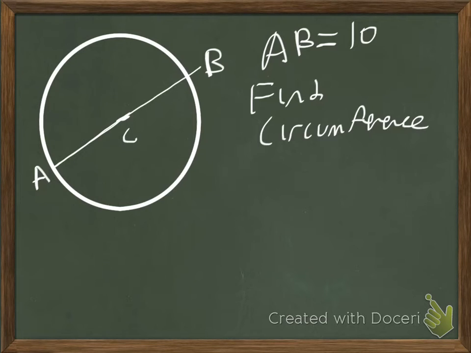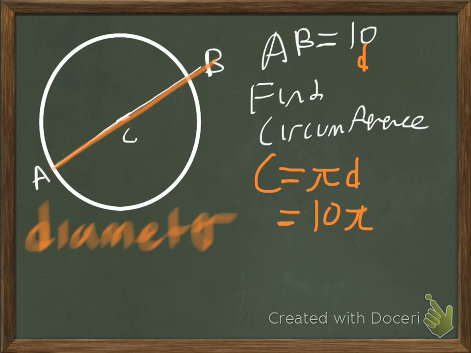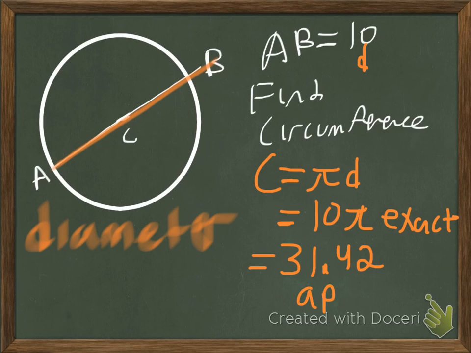All right, so if I'm asking to find the circumference here, we should know that AB is the diameter. It goes all the way across the circle through the center. So I should use the circumference formula, that's pi d, or d pi. AB is 10, that's the diameter, times pi. That's exact. And just so you can see it, if I was to approximate, I would do 10 times pi, which is about 31.42. And that's approximate.